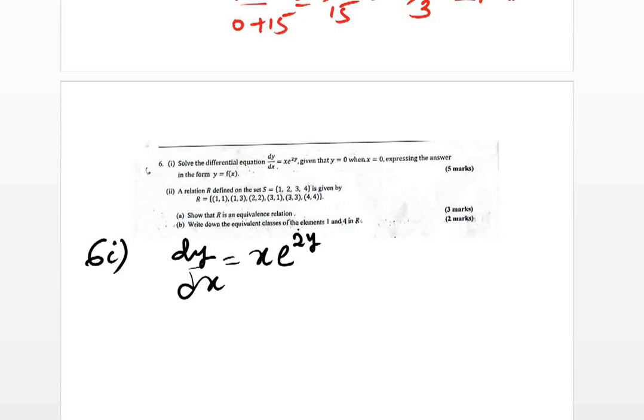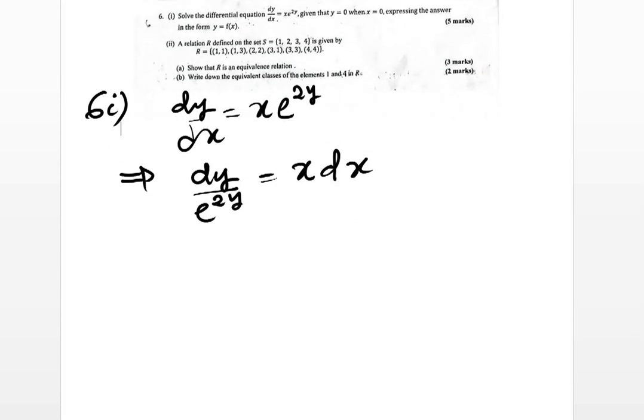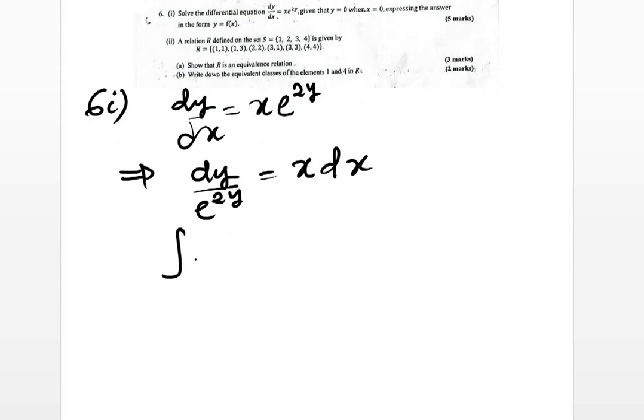Now when you are going to solve a differential equation, you are going to solve it using separation of variables. It means all the variables in terms of y will go this way, and we're going to have e to the 2y, then the variable dx will also go that way, which will give us the integral e to the negative 2y dy equal to x dx.